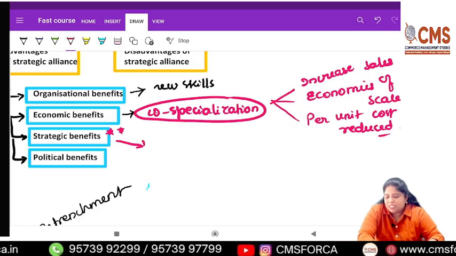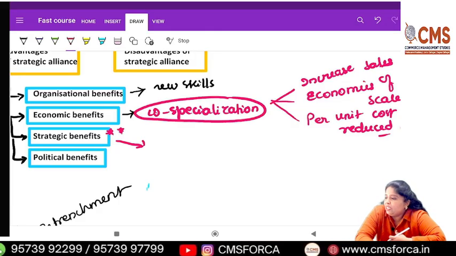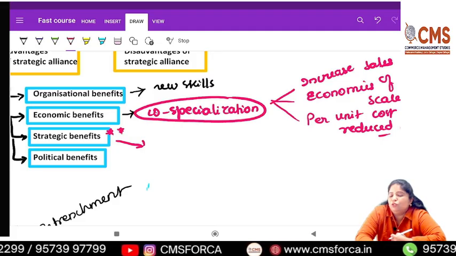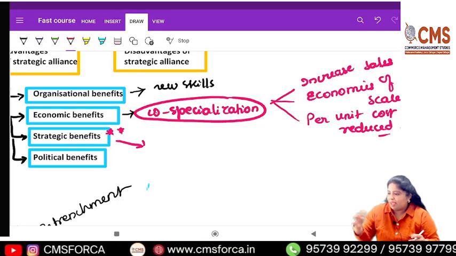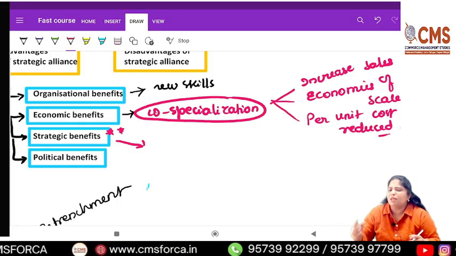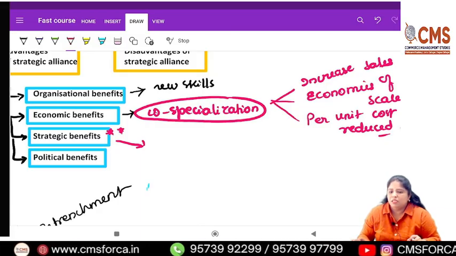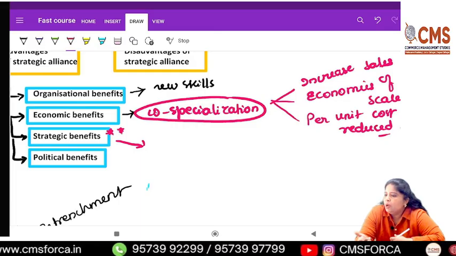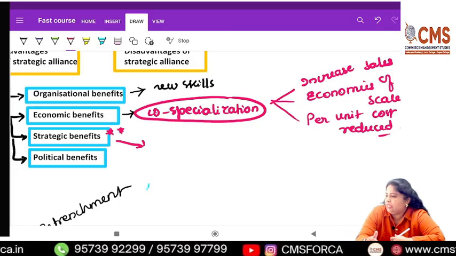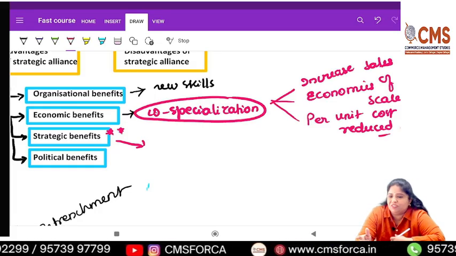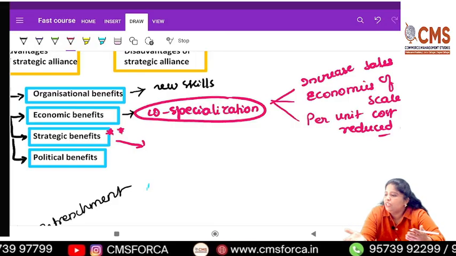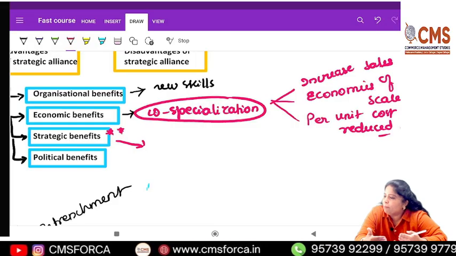Strategic benefits means how you can talk about it. When you talk about strategic benefits in an organization, maybe if you had not allied and formed a friendly partnership, they may be your rivals in the market. But because you have allied with them, you no longer have competitorship or rivalship with them. You are working together. They have become your partners.